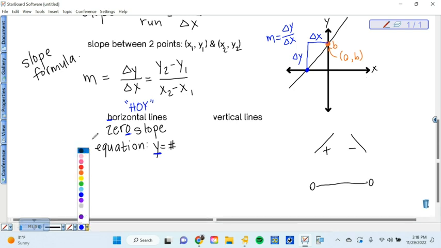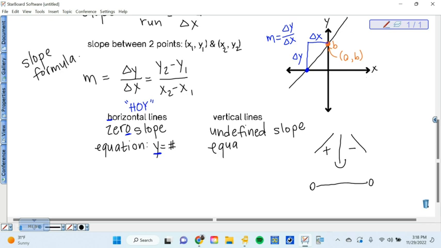And then what about vertical lines? What kind of slope does a vertical line have? Undefined, right? It's the nose of our little slope person. And again, vertical lines are an undefined slope. And what's my equation for a vertical line? Yeah, x equals some number. Vox. Right? Vertical lines, undefined slope, x equals a number is my equation.